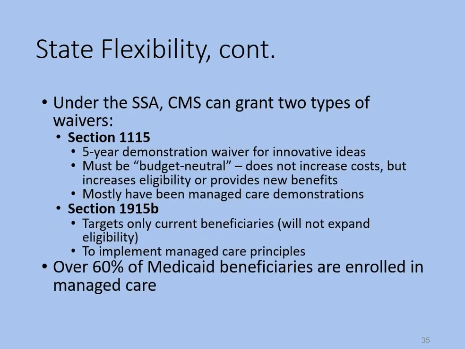Under SSA, CMS, Centers for Medicare and Medicaid Services, can grant 2 types of waivers. Section 1115, it's a 5-year demonstration waiver for innovative ideas, must be budget neutral, does not increase costs, but increases eligibility or provides new benefits, and mostly have been managed, they're part of these managed care demonstrations. Section 1915B targets only current beneficiaries, will not expand eligibility, to implement managed care principles. Over 60% of Medicaid beneficiaries are enrolled in managed care, so they're part of MCOs.